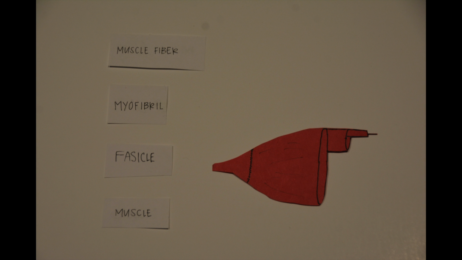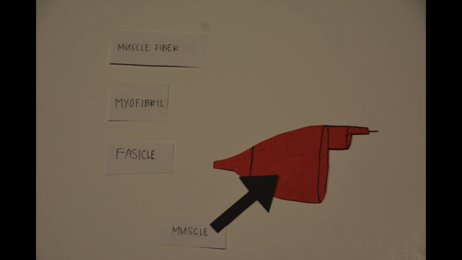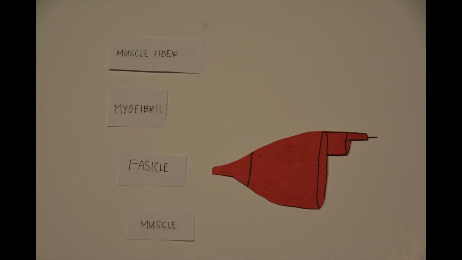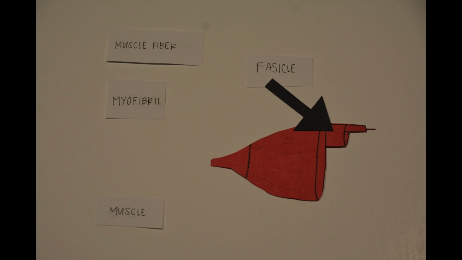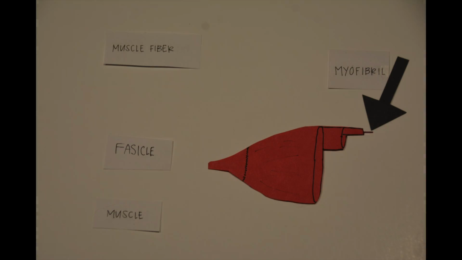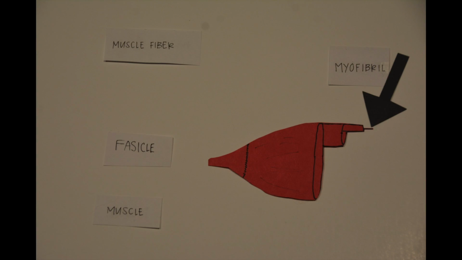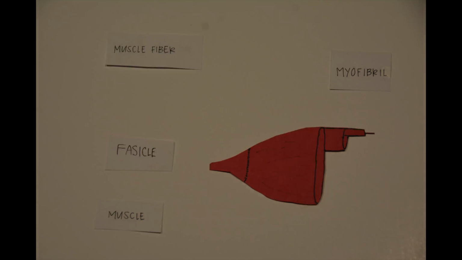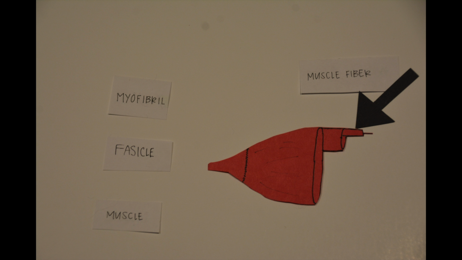So before we get into the sliding filament theory, let's go over what a muscle is. So here is a muscle, as depicted. And in a muscle there are three other components that make it up. Right here is the fascicle. The little tiny thing on the end, which I'm sure you're dying to know what it is, the myofibril. And myofibrils make up muscle fibers.